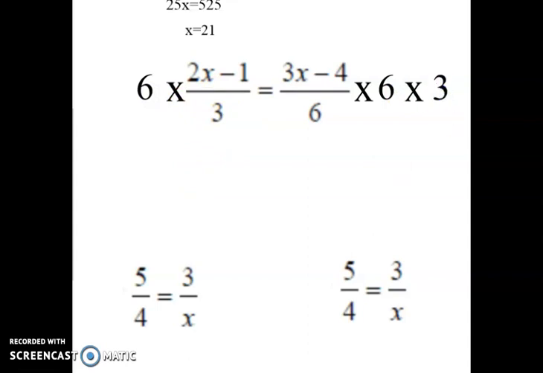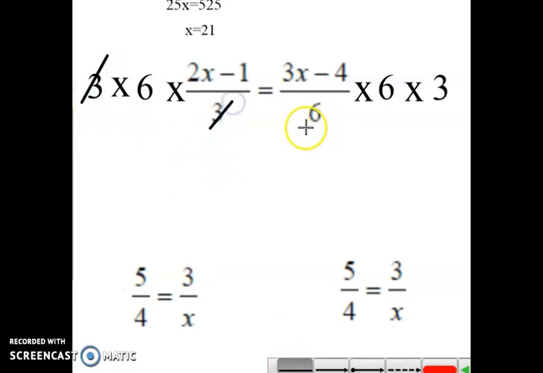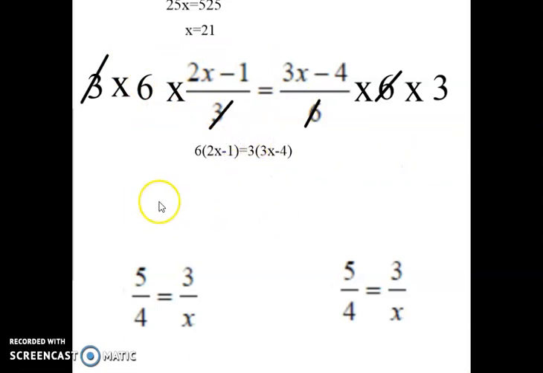Although 3 is a factor of 6, I did not have to, but I will multiply by 3 just to show how they cancel out. So what happens is 3 will cancel out 3, 6 will cancel out 6, then 3 must be multiplied with this, and 6 must be multiplied with that. So then I'll have 6 into 2x minus 1 and 3 into 3x minus 4. So when I expand, I will get 12x minus 6 and I'll get 9x minus 12.